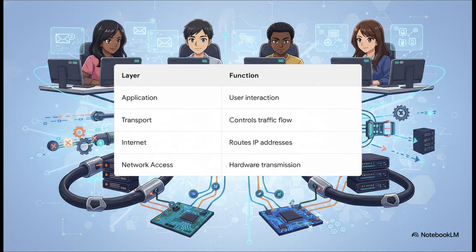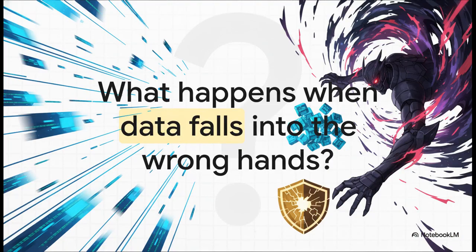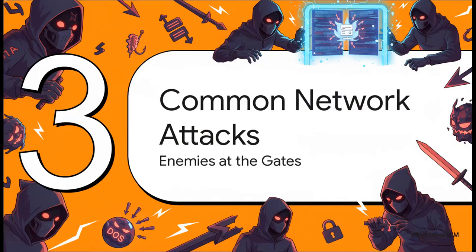Okay, so we've successfully built a highly functional network where data packets zoom around flawlessly based on strict rules. But here is the critical tension point. What happens when this data falls into the wrong hands? Section 3, Common Network Attacks, the enemies at the gates. Let's look at the specific tactics attackers use to breach the fortress.